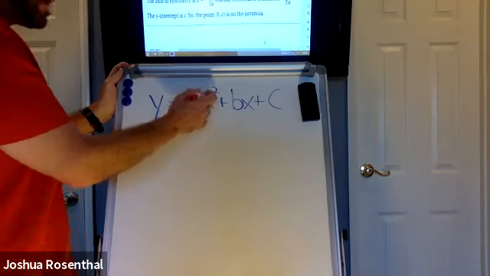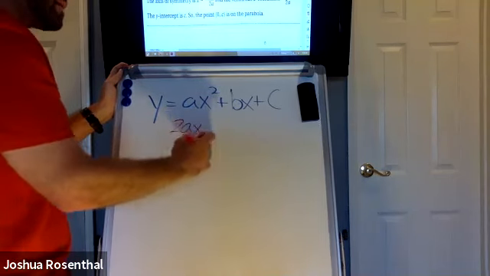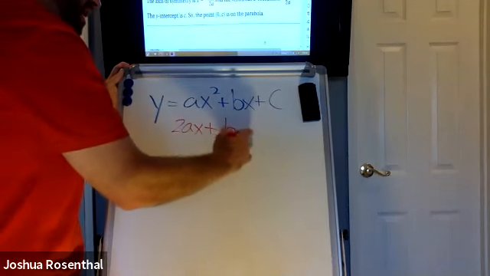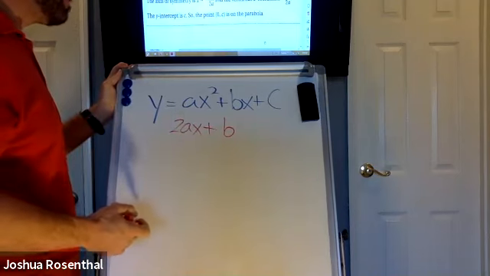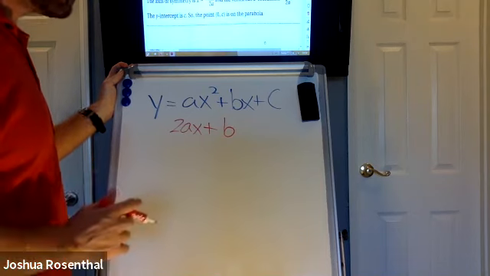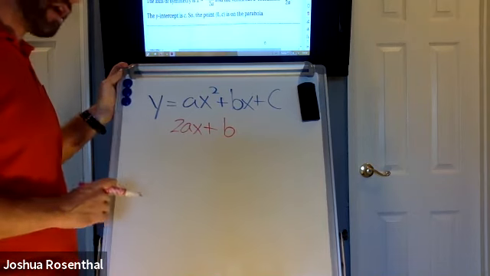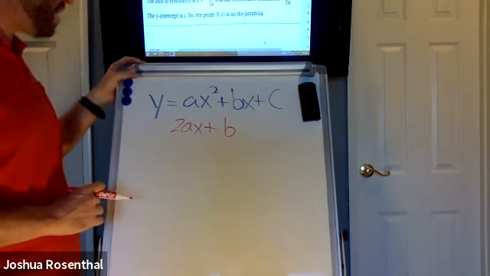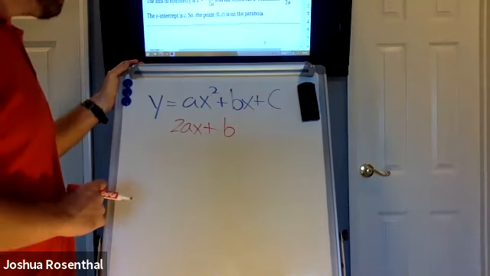Anyway, so this will be 2ax plus b. We showed how that works, and I'm not going to keep showing you. You'll prove that with what Søren correctly corrected me on yesterday, the power rule of derivatives.